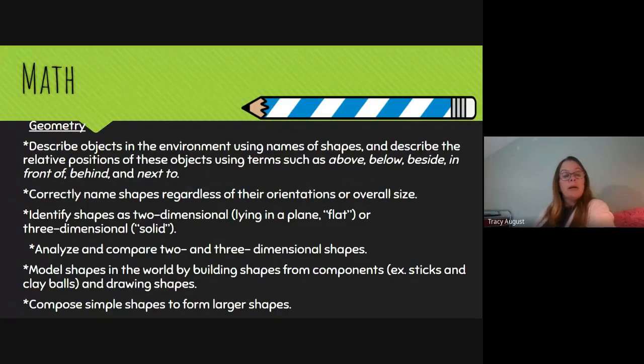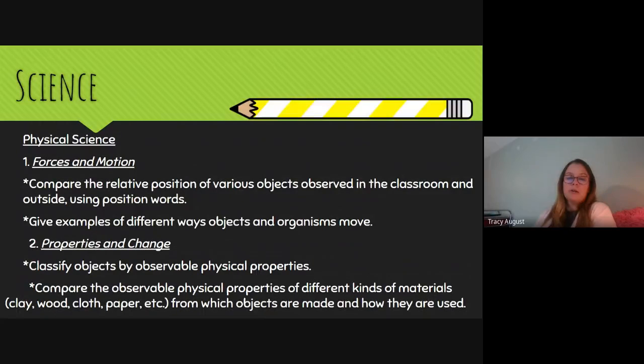They have to be able to compare two and three-dimensional shapes, and they have to be able to model the shapes by building with components, sticks and balls of Play-Doh or marshmallows and toothpicks, and they have to be able to draw the shapes. And then finally, they have to be able to build shapes using other shapes. So understand that if they put two squares together, they have a rectangle. And that is using shapes to form larger shapes. That's the main work of kindergarten math.